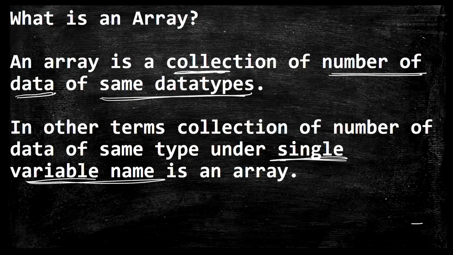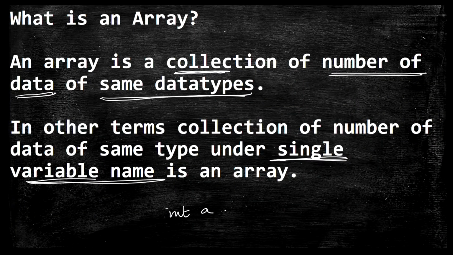Up to the previous video, we knew that if a variable, suppose int a, is defined, and int a equal to 5, this means that the variable a is holding a value equivalent to 5. But the concept of array says that you can hold multiple data of the same data type, that is int, with the same variable name.